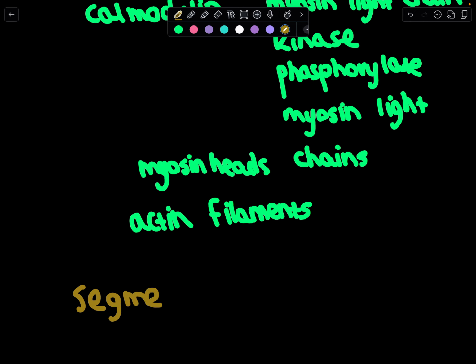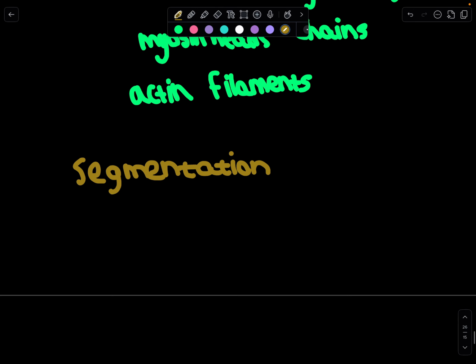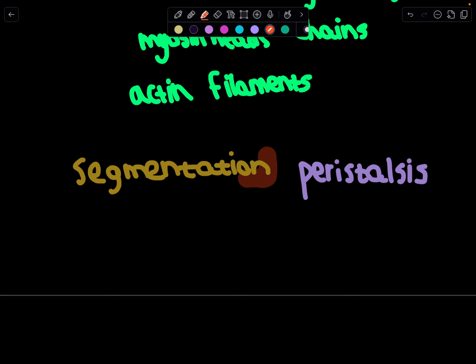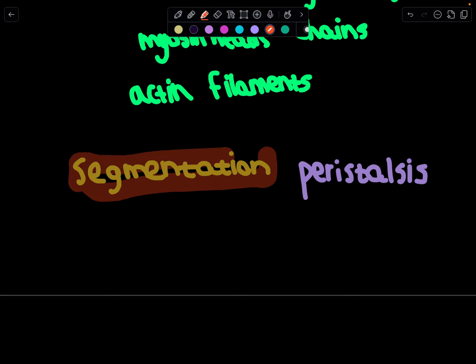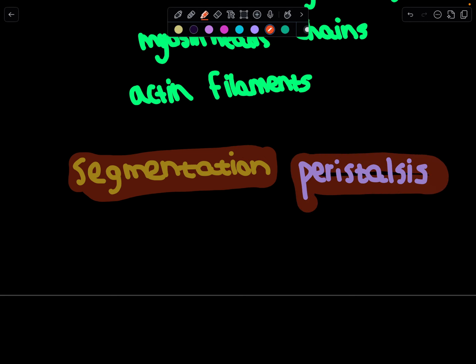Segmentation and peristalsis are the two main types of GI motility that keep food moving and processed. Segmentation involves localized, rhythmic contractions of the circular muscle layer in the small intestine, mixing chyme with digestive enzymes for better absorption, while peristalsis uses coordinated waves of circular and longitudinal muscle contractions to propel food forward through the esophagus, stomach, and intestines. Want to dive into how these are controlled by the enteric nervous system or explore disorders like constipation where they go wrong?